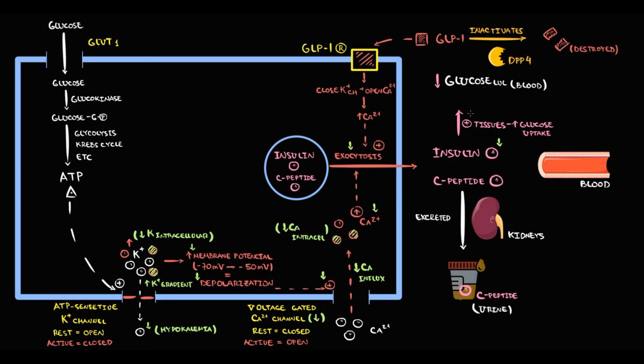And with decrease in insulin concentration, glucose uptake by the tissues decreases. So more glucose molecules will remain in the blood. As a result, blood glucose level increases. So that is the mechanism of how diuretics, through hypokalemia, cause hyperglycemia.